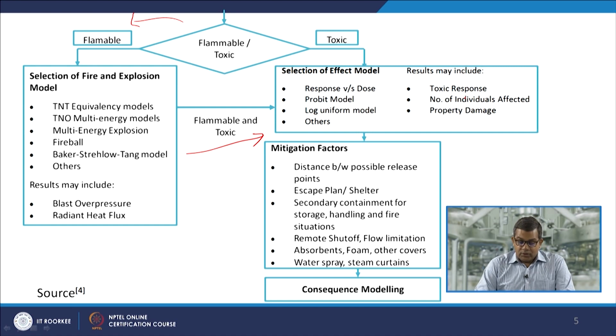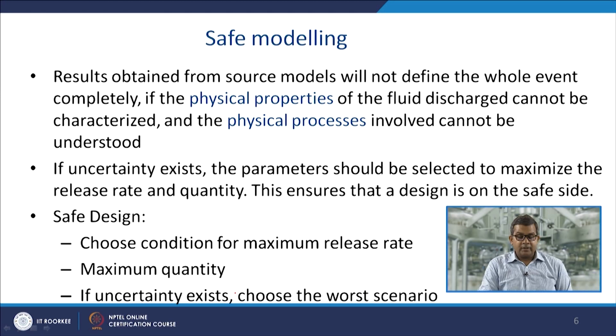Now there are certain mitigation factors like distance between the possible release points, escape plan or shelter aspect, secondary containment for storage, handling in a fire situation, the remote shut-off, flow limitations, absorbent foam, other covers, water spray or steam curtains, etc. So these are the certain scenarios. After we carry out this, we can go ahead to the consequence modeling.